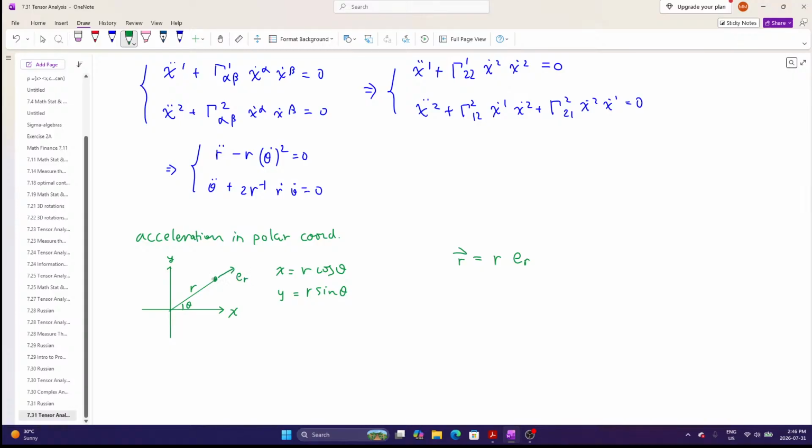This is e_r, and it points in the direction such that r increases, like this. And now you have e_theta. e_theta is the perpendicular component. So a key difference between the coordinate unit vectors in polar coordinates versus Cartesian coordinates is that in polar coordinates the unit vectors change from point to point. In Cartesian coordinates, the unit vectors don't change.